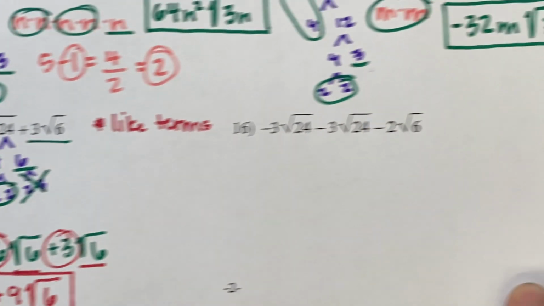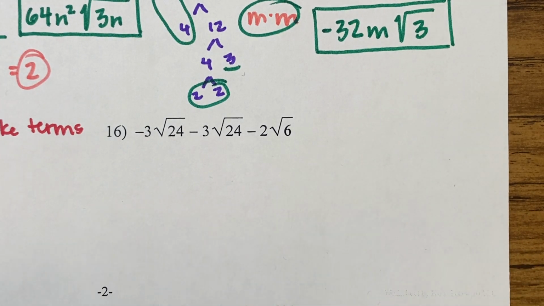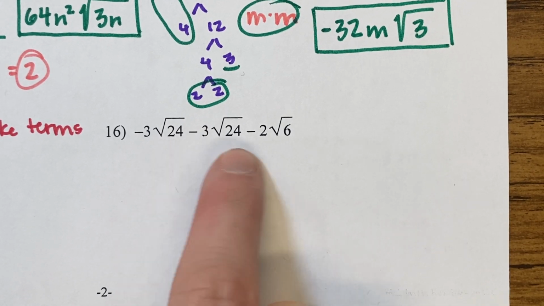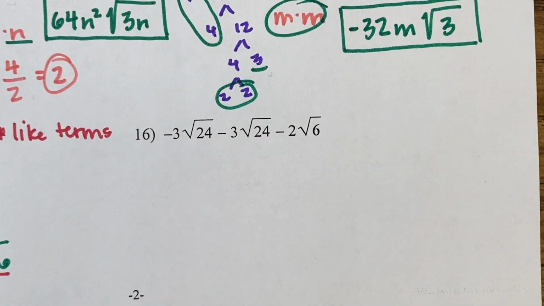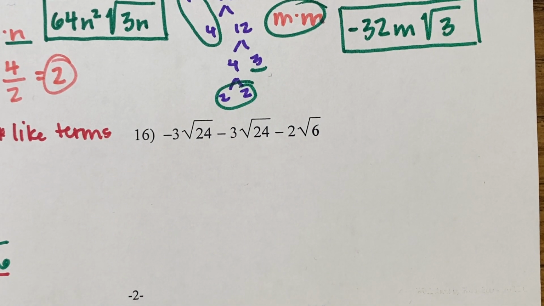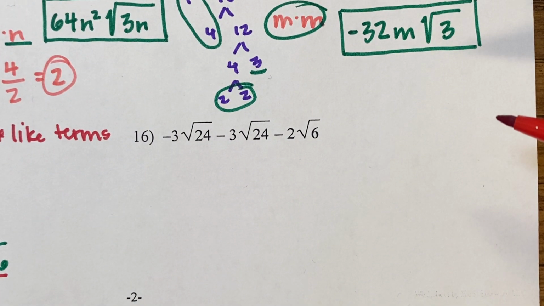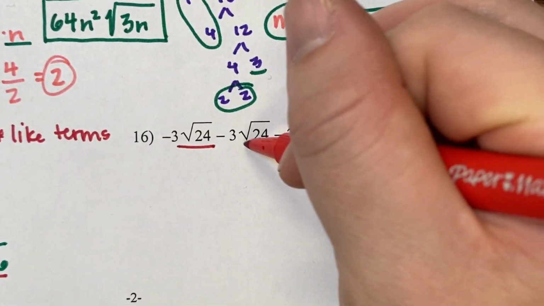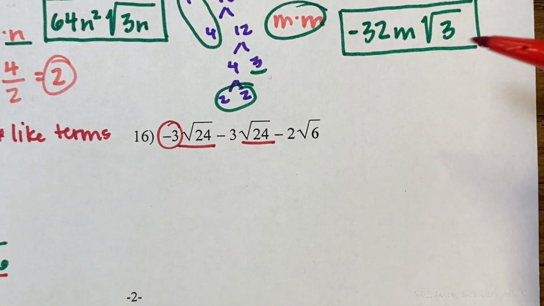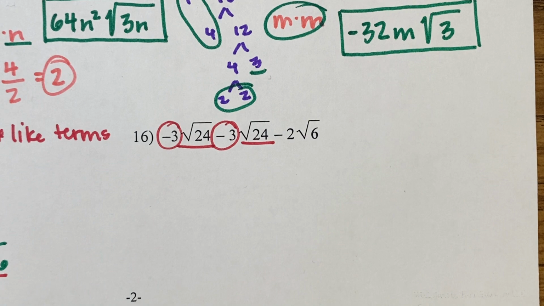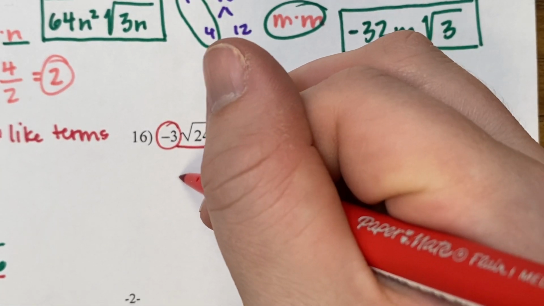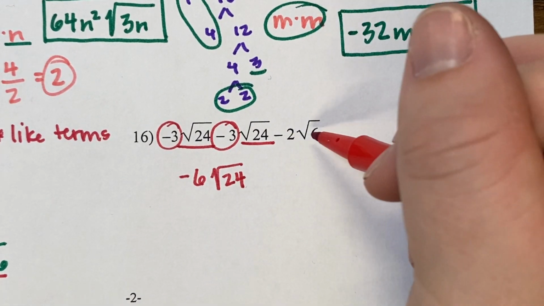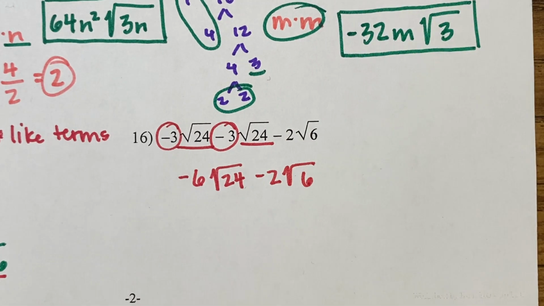Okay, let's go ahead and do that again. Last example, number 16. Okay, I have a root 24 and a root 24. Let's see. Can I combine those right off the bat? Yes, I can, but I'm probably going to have to simplify it to see if it breaks down anymore. But let's go ahead and combine these guys, root 24 and root 24. So what is negative 3 root 24 minus 3 more root 24s? That's going to turn into negative 6 root 24. Okay, and then I'm just going to write what I have left over, negative 2 root 6.